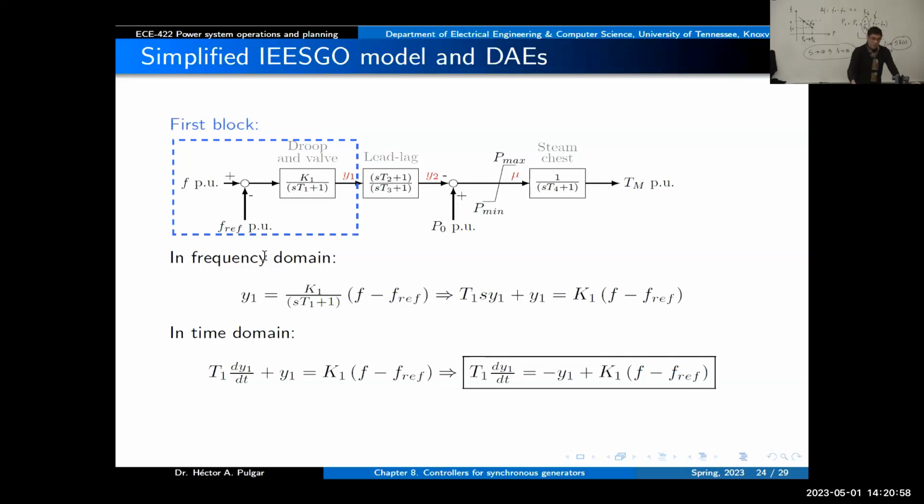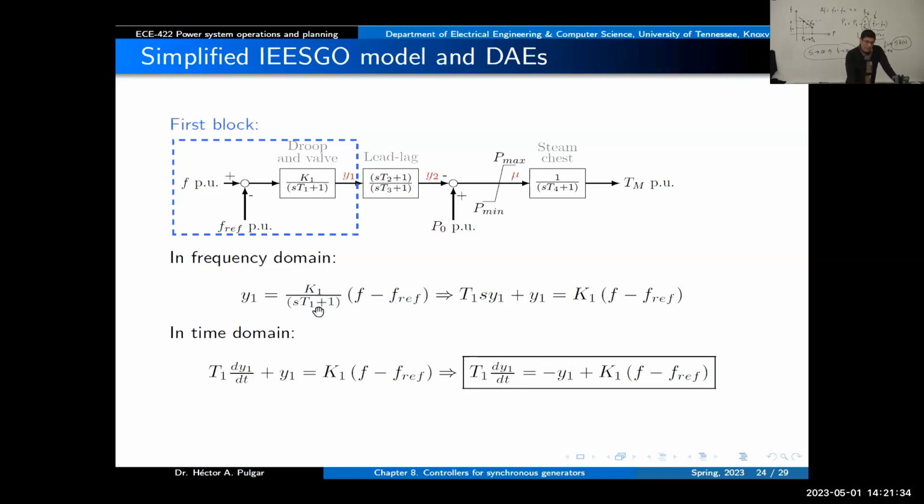And that is the advantage of using this frequency domain, because the differential terms that you have in time are going to be just algebraic representations in frequency domain. So that's why we can get this block diagram, because these are just algebraic descriptions. So in frequency domain, if you look at this first block, you have Y1, which is the output, which is going to be this transfer function multiplied by the frequency error. And that's what we have here.